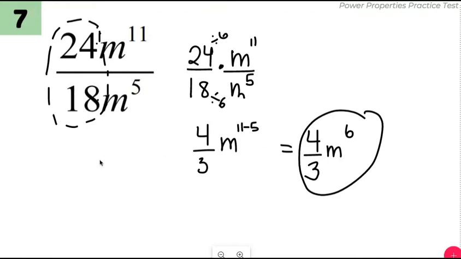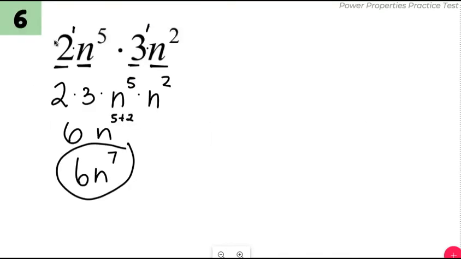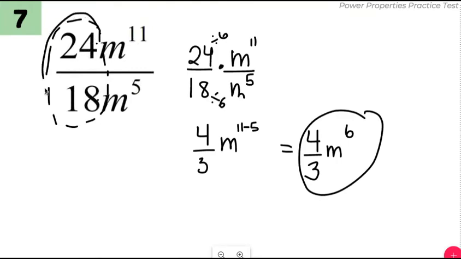Don't overcomplicate these. You know the math. You know that this is 24 times m to the 11th and 18 times m to the 5th. And just like on number 6, where I multiplied my 2 times 3, on number 7, I can look at this 24 divided by 18 as its own number to simplify.